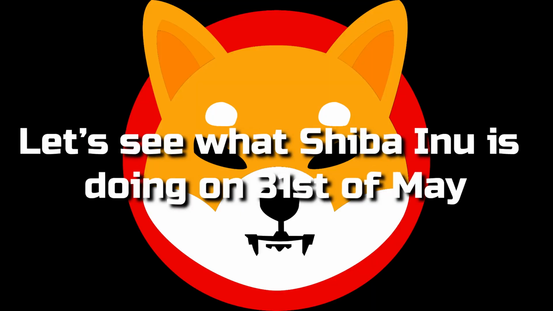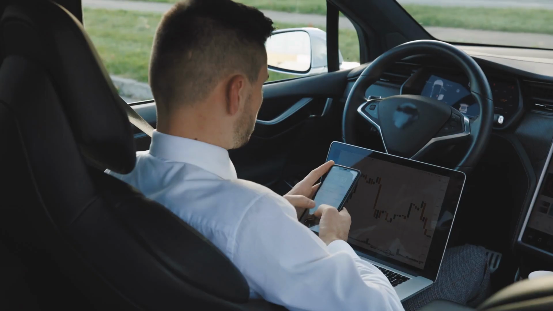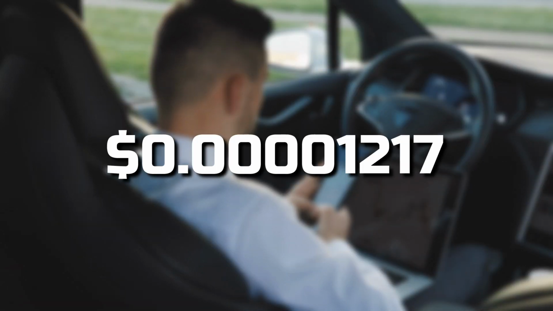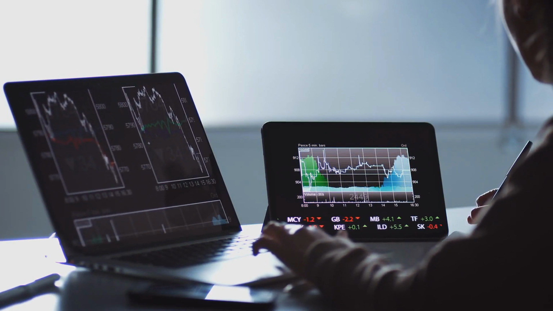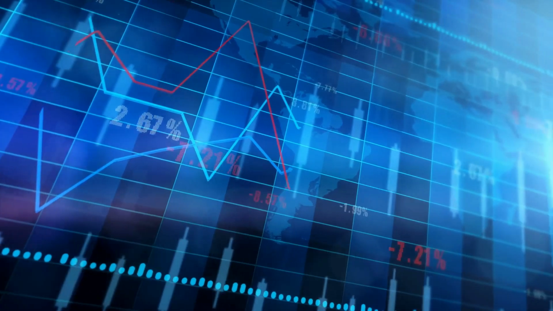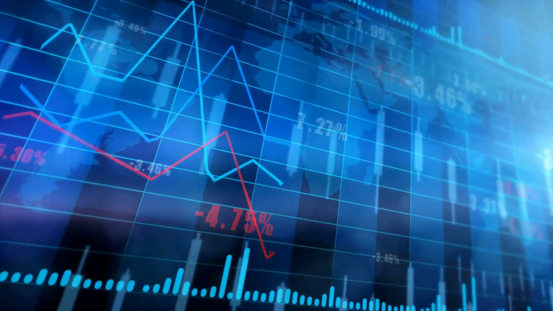Let's see what Shiba Inu is doing on the 31st of May. Shiba Inu's price on the 31st of May is $0.00001217, with a 24-hour trading volume of $565.63 million. SHIB is up 0.93% in the last 24 hours.